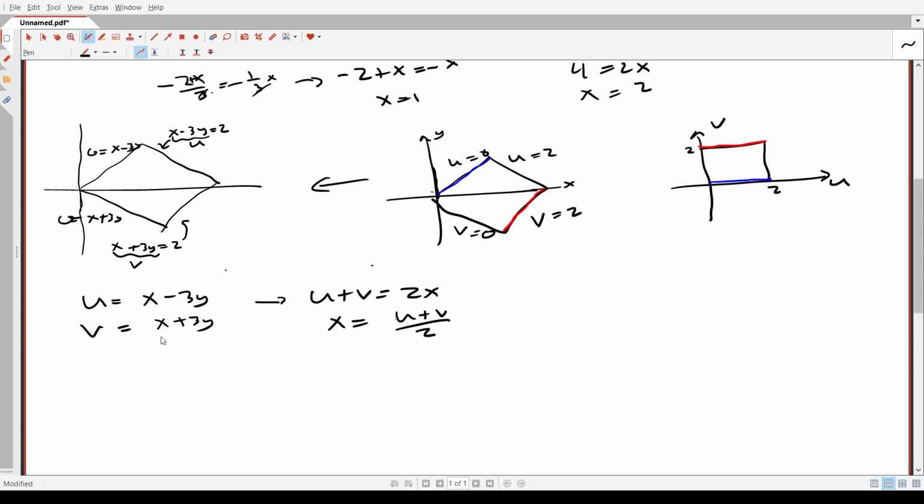And then I need to solve for y. So if I subtract them, I have v minus u is going to be 6y. So y equals (v minus u) over 6. Okay, so that's my transformation that I want to use. Okay, so now to do the integral, let me do the Jacobian.